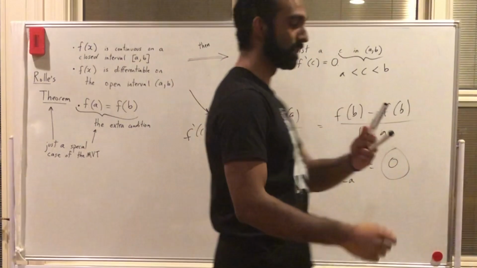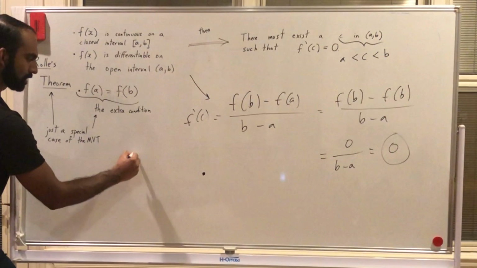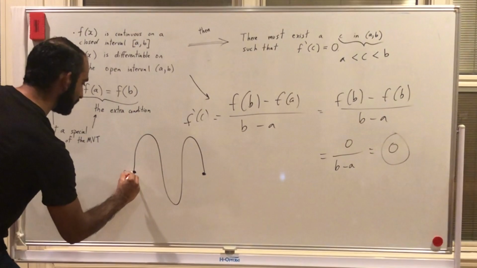I had to put some visuals to it. So I've got two points at the same vertical level. Let's say there and there. And let's make it interesting. Let's make it, you know, a couple loops, like so. Yeah, those vertexes will have a slope of zero. Yeah. I mean, the slope of my secant line is obviously zero. Zero?